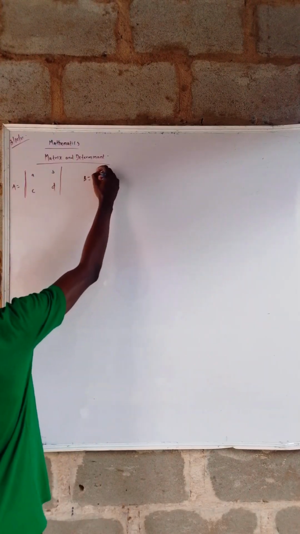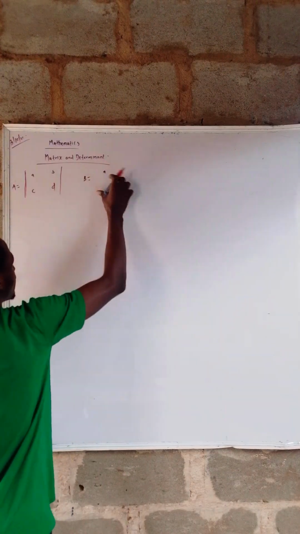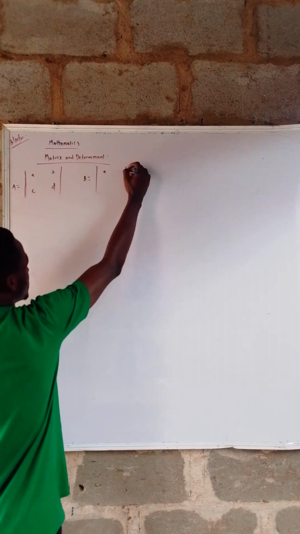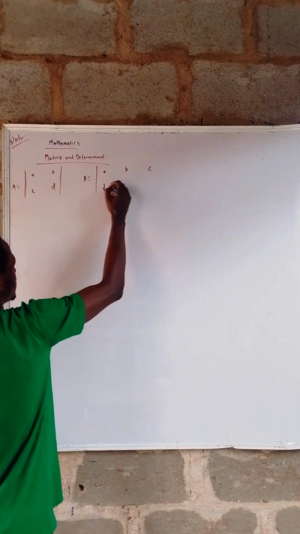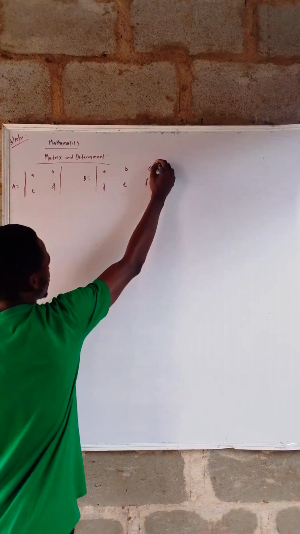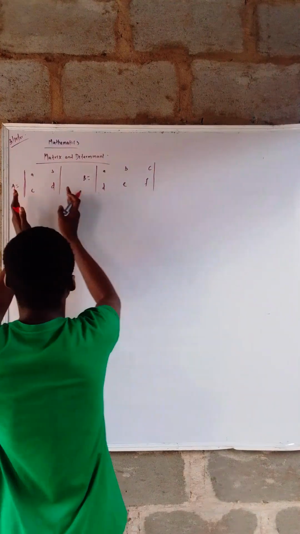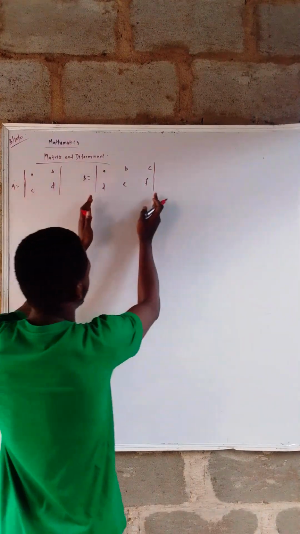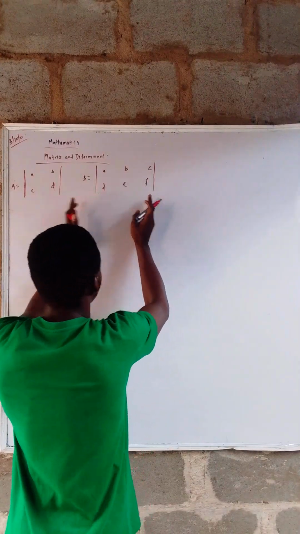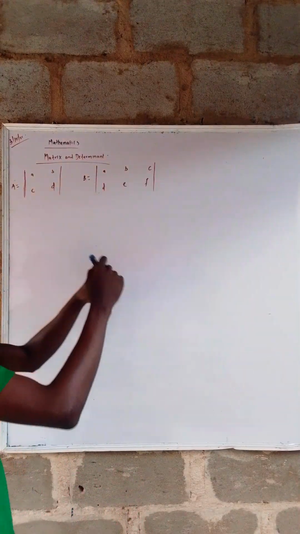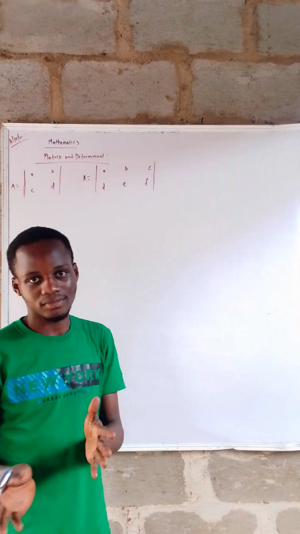Let's say I have A, B, C, D, E, F. So this is 2 by 3. Why is this one a square, right? Why is this one a rectangle?